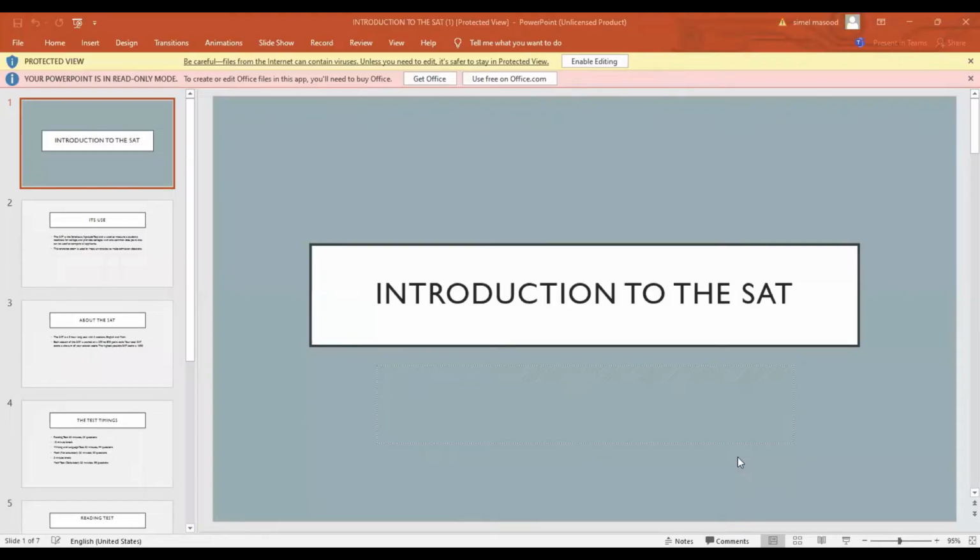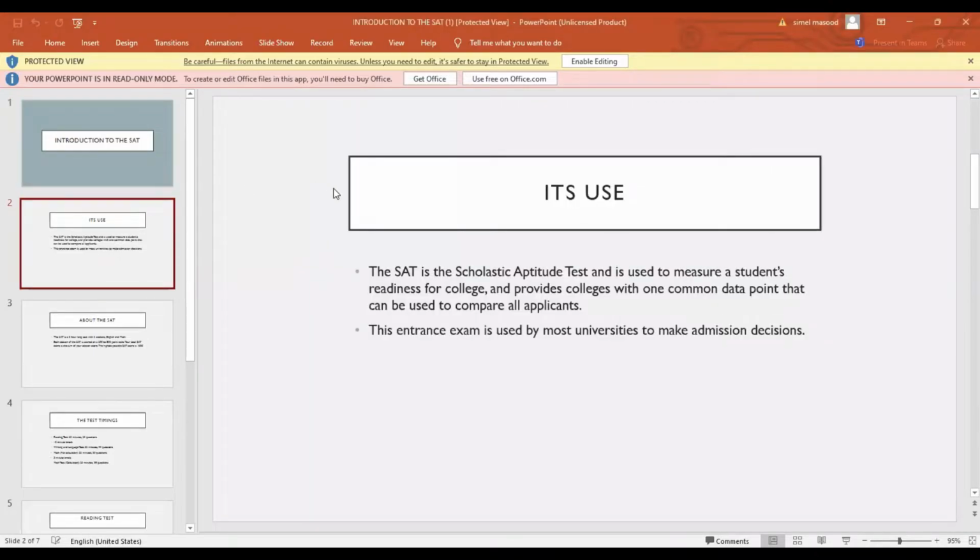Okay, so this is a little introduction to the SAT, if you do not have previous knowledge. Its use is to measure a student's readiness for college, right? It will depend on your scores whether you get accepted to a certain college or not, and it is used to make admission decisions and to compare all the other applicants by the score.